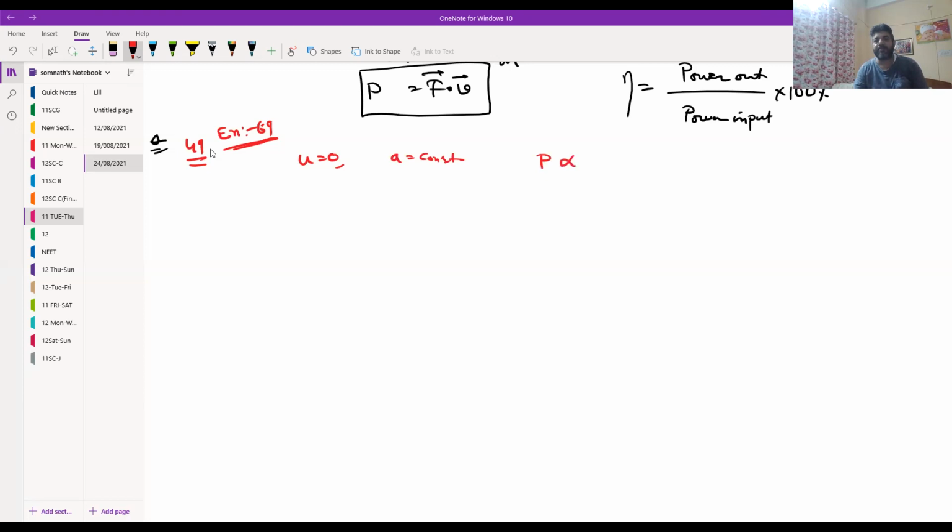What is the proportionality of P with t? Option A, t to the 1/2. Option B, t. Option C, t to the 3/2. Option D, t to the minus 3/2. So, first of all, we can say power is force into velocity.